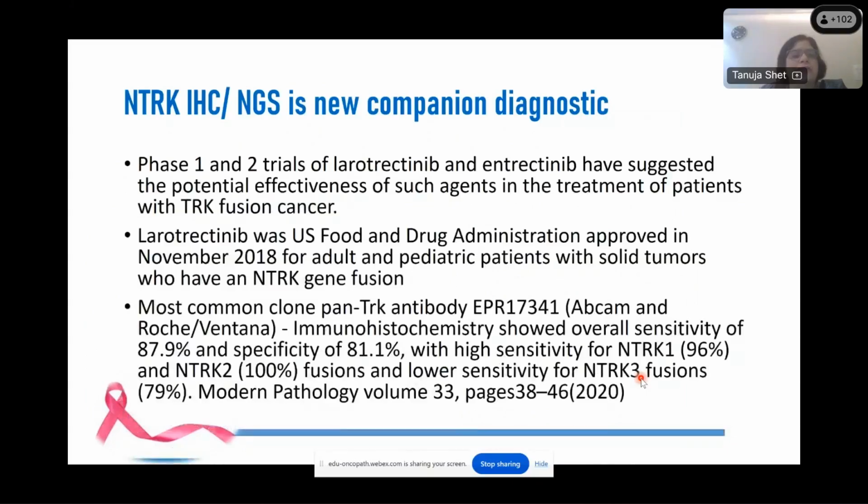So NTRK is very important because you have larotrectinib, which is a targeted drug against NTRK gene fusion. And if you have a triple negative breast cancer which you think is secretory, I always look for secretory features, and if I find it, I write that the patient gets benefit of this drug, provided she's rich, because no poor patient can afford this drug.